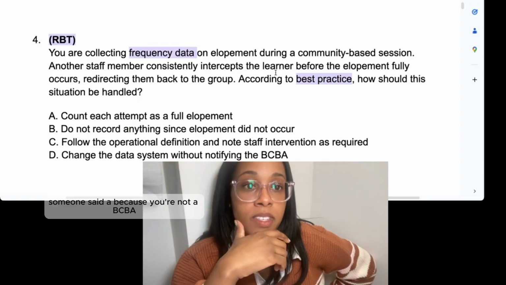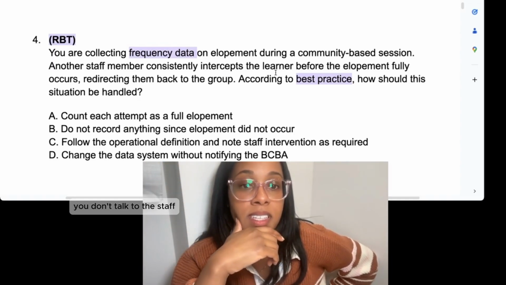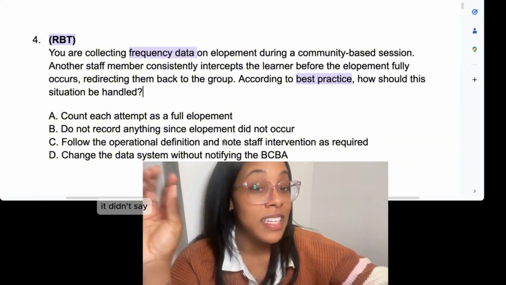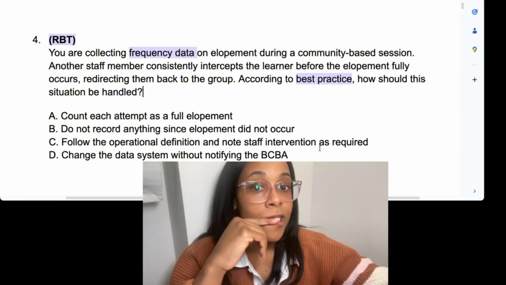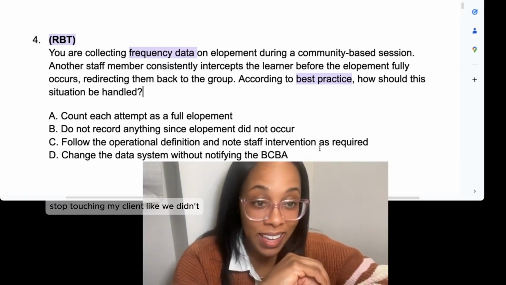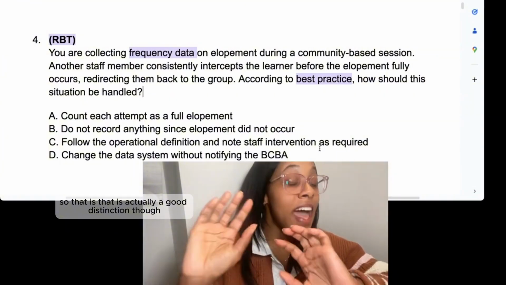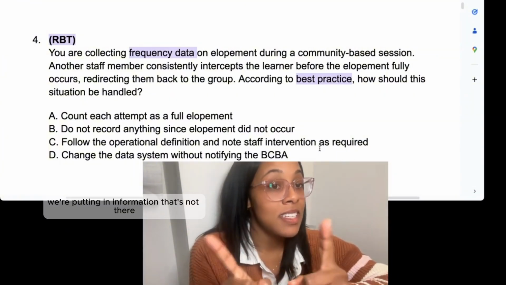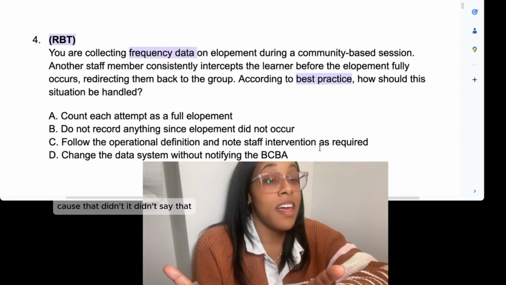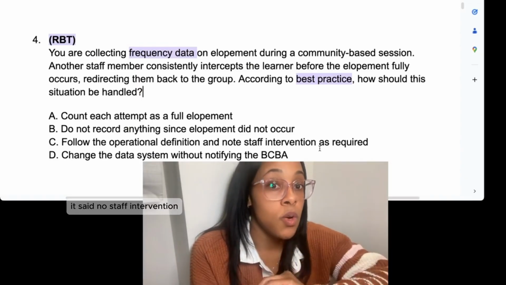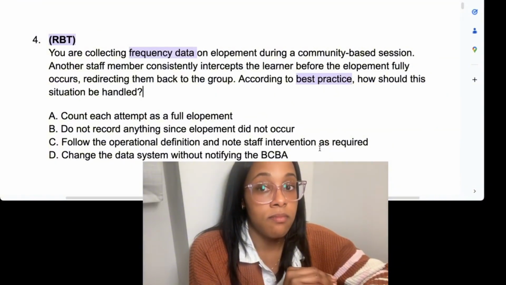Someone said A, because you're not a BCBA, you don't talk to the staff. Now, what it did say, note staff intervention. It didn't say you pull them to the side and say, like, stop touching my client. That is actually a good distinction, because sometimes we're putting in information that's not there. It did not say, don't talk to the staff. It said, note staff intervention.